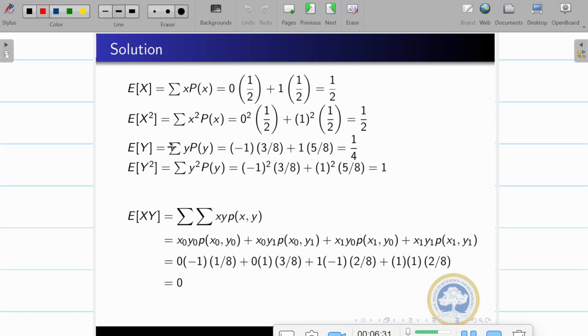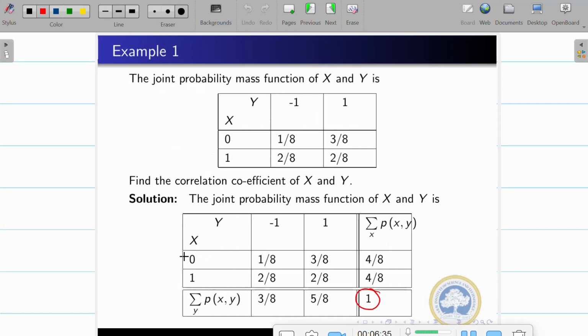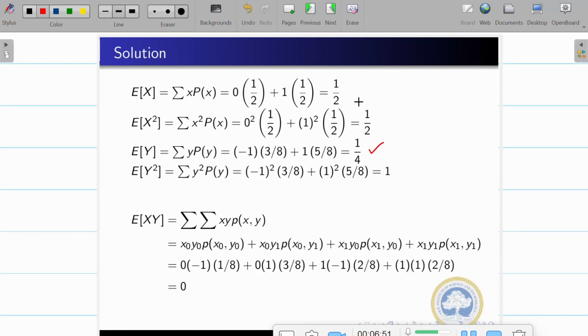So expectation of x is nothing but 0 into p of x, right? 0 into the corresponding marginal PDF, which is 1 by 2, and 1 into 1 by 2. So you'll get 1 by 2. And this one is for expectation of y: minus 1 into 3 by 8 and 1 into 5 by 8. So it is 1 by 4. Similarly for x square, we'll be calculating and we'll be getting like this.